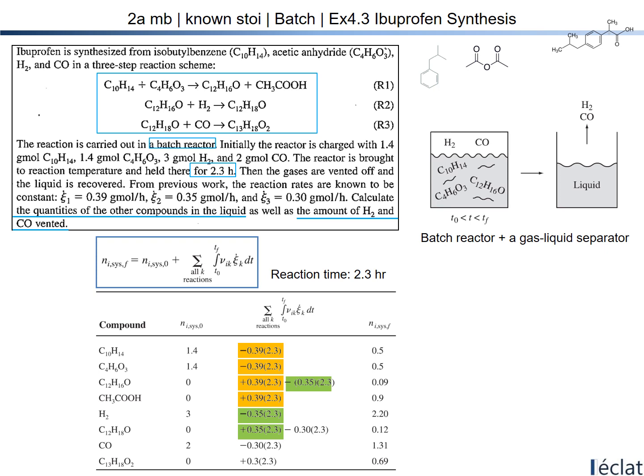That is the ibuprofen synthesis inside of the reactor for the batch mode for 2.3 hours.